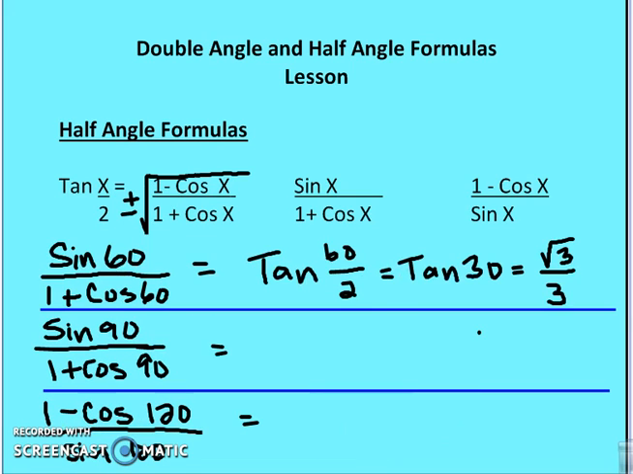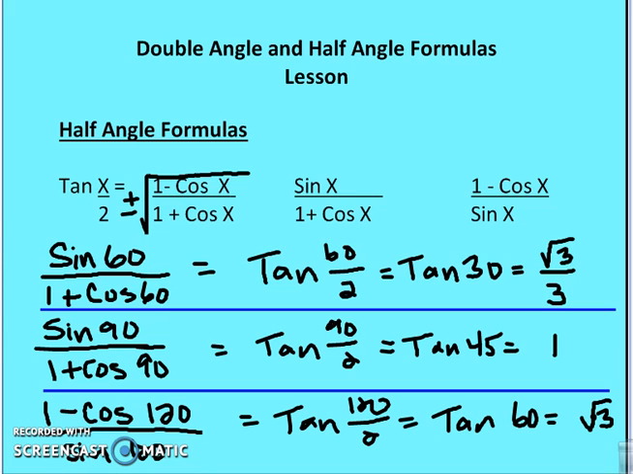All right, half angle formulas for tangent. You have plus or minus the square root of 1 minus cosine x over 1 plus cosine x, sine x over 1 plus cosine x, and 1 minus cosine x over sine x. So I'm going to give you an example here, sine 60 over 1 plus cosine 60. And again, it looks like we're condensing. This is equal to tangent 60 over 2, which is equal to tangent of 30, which you should be able to evaluate as root 3 over 3. And I want you to take care of the second and third.